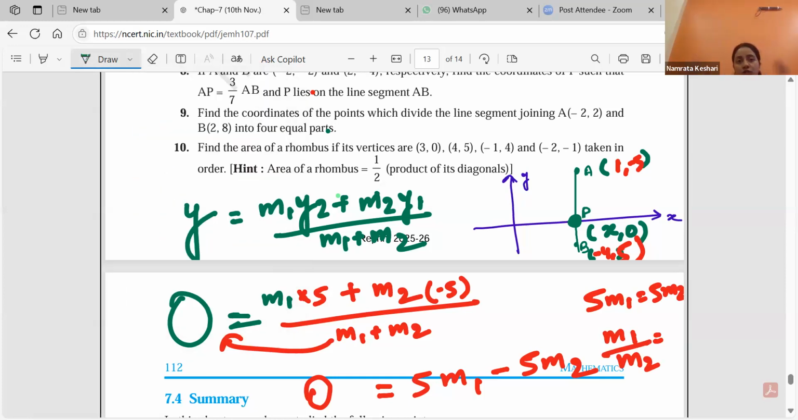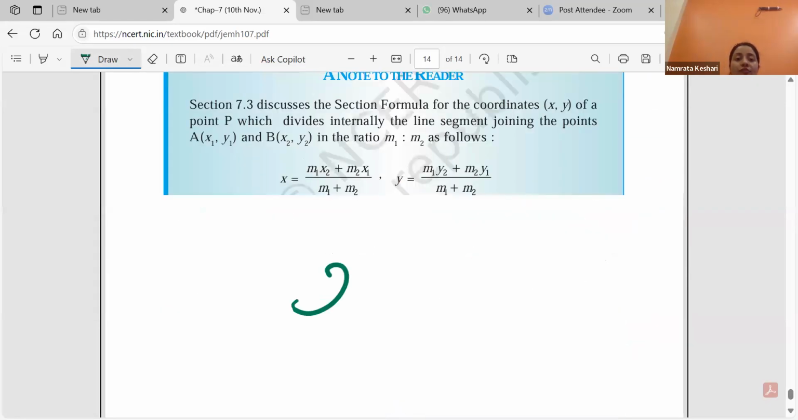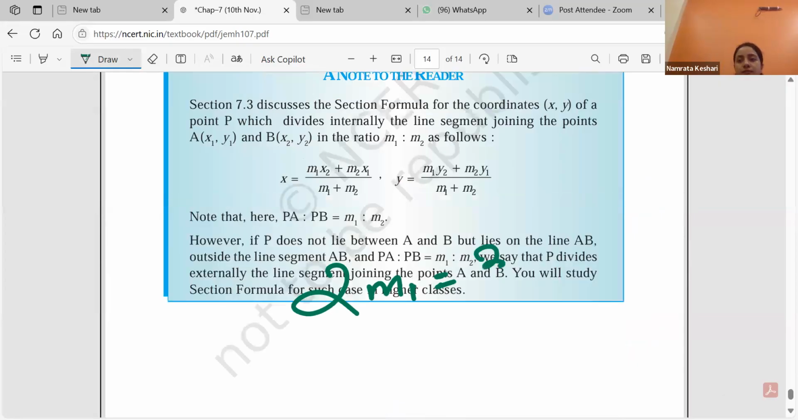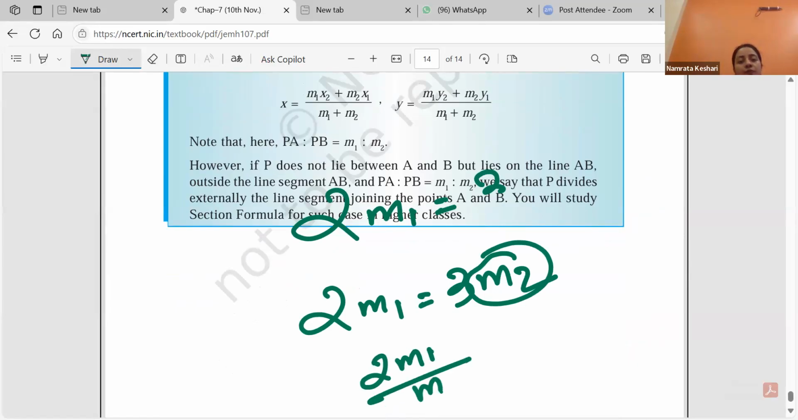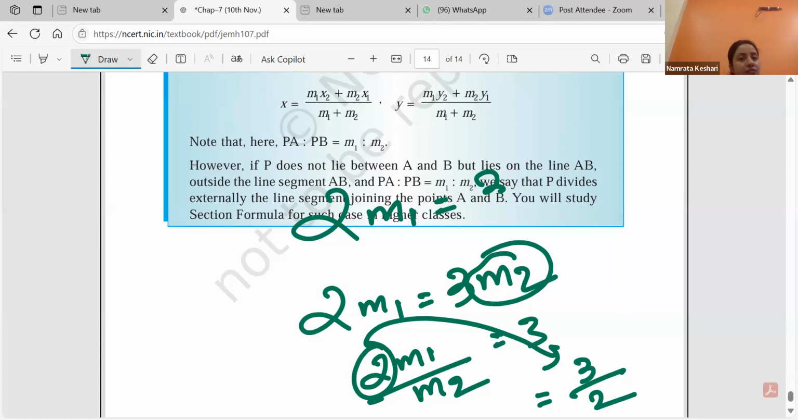While switching the terms here and there, please don't get confused. If you have 2m1 is equal to 3m2, you take this m2 to this side, so it becomes 2m1 by m2 is 3. Then you take this 2 to the other side, going in the denominator, that is 3 by 2. Are you getting confused with the sequence, whether it is 3 by 2 or 2 by 3? Any confusion?